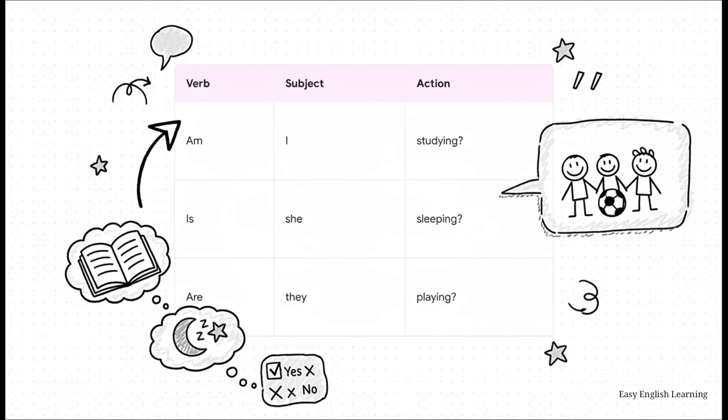And when someone asks you these questions, you really don't need to repeat the entire sentence back to them. You can use these lovely short answers. Are you studying? Yes, I am. Or, no, I'm not. Is she sleeping? Yes, she is. Or, no, she isn't.